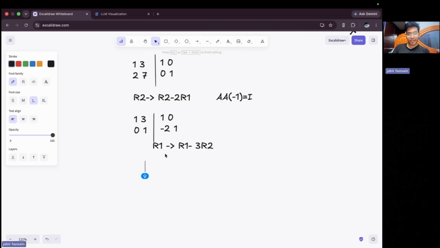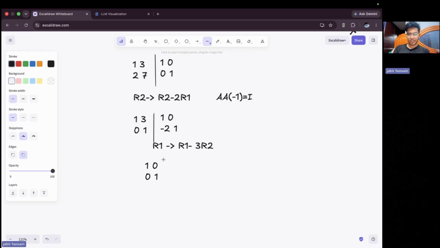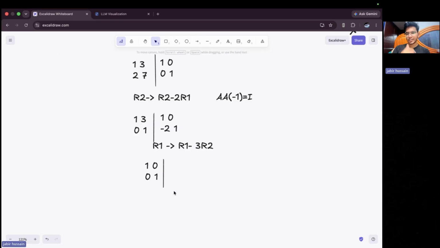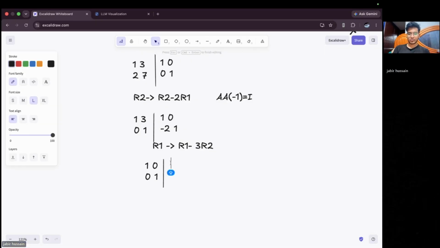Okay, moving on. So 1 minus 3 into 0 will be 1, and this will give me 0, and here 0 and 1. And what will happen on the augmented side? On the augmented side, I will have 1 minus 3 into minus 2, which will be 6 plus 1, 7. And this will give me minus 3, and here minus 2 and 1.